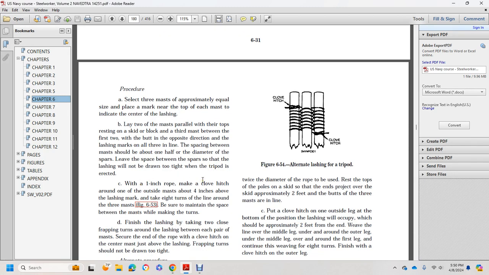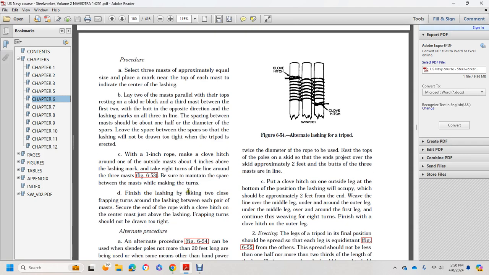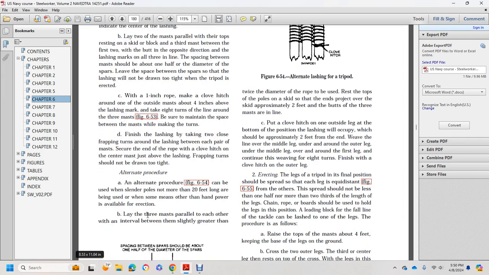With a one-inch rope, make a clove hitch around one outside mast, 4 inches above the lashing mark. Take 8 turns around the three masts, and be sure to maintain the space between the masts. Finish the lash by making two frapping turns around the lashing between each pair of masts. Secure the end of the rope with a clove hitch. The turns should not be drawn too tight.